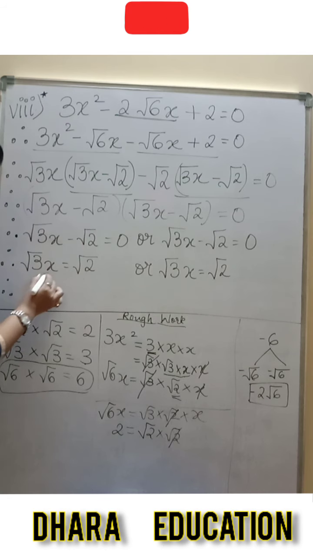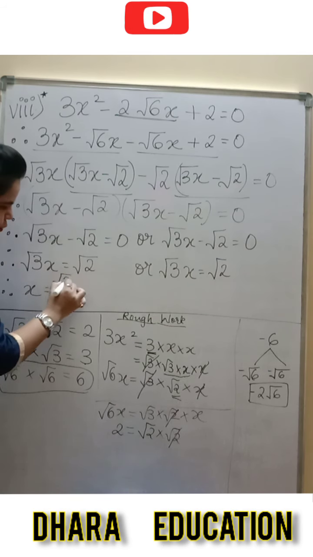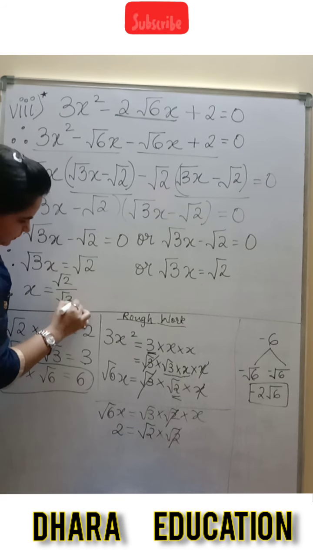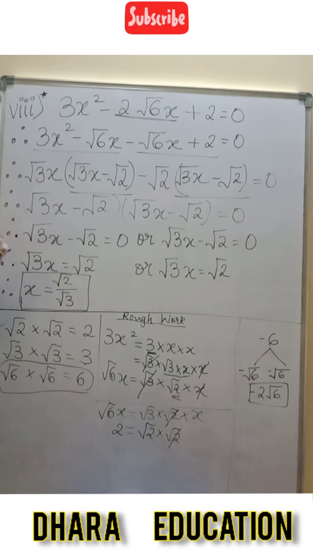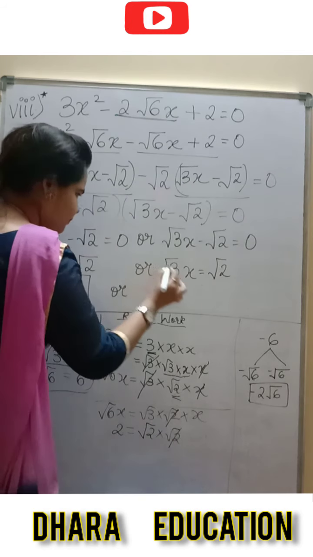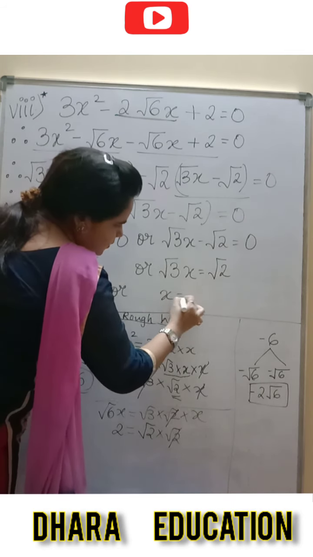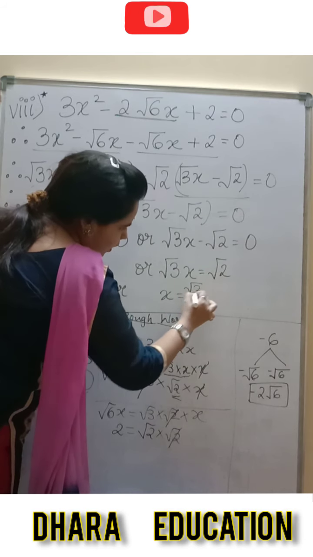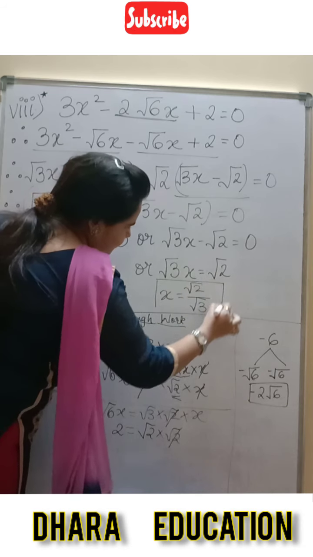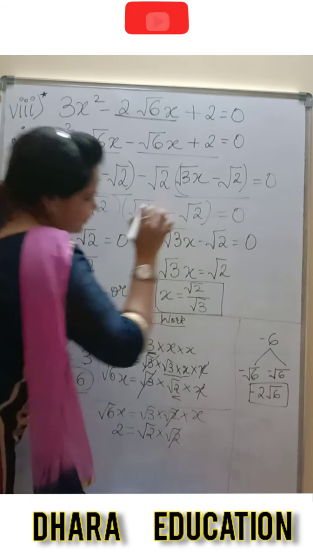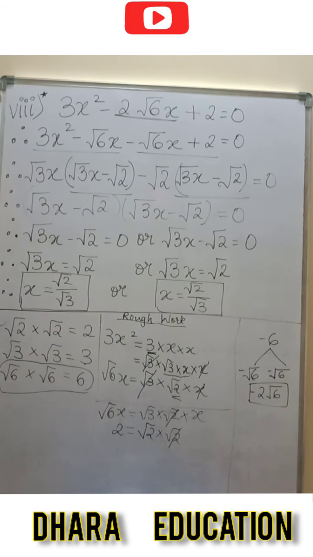Now next step, x we will take here as it is, root 2 upon root 3. This is our final answer. x is equals to root 2 upon root 3. So this is it, the solution all about.